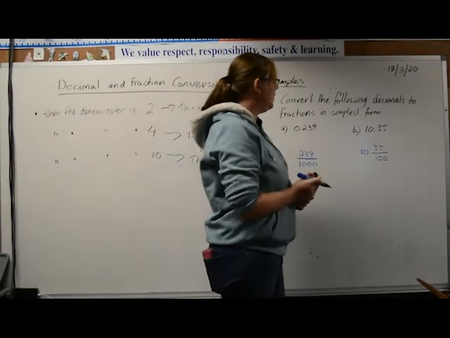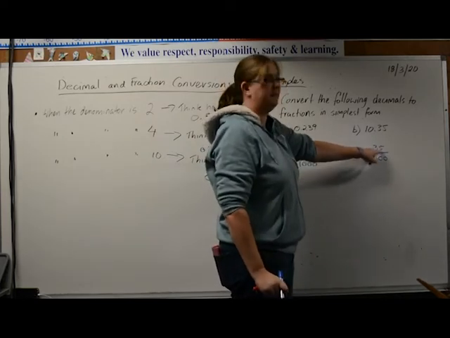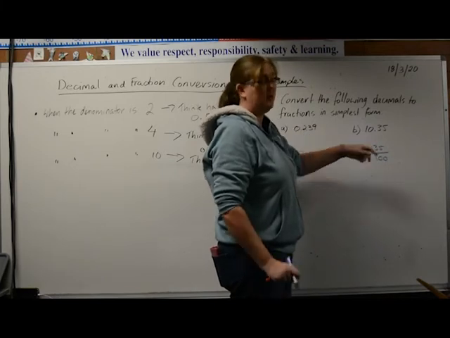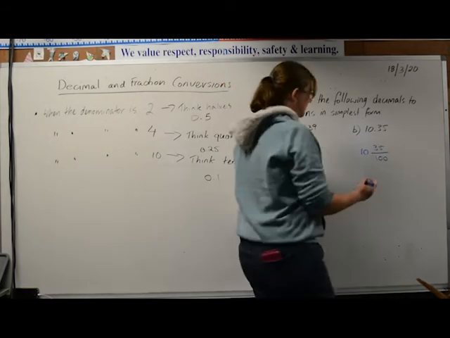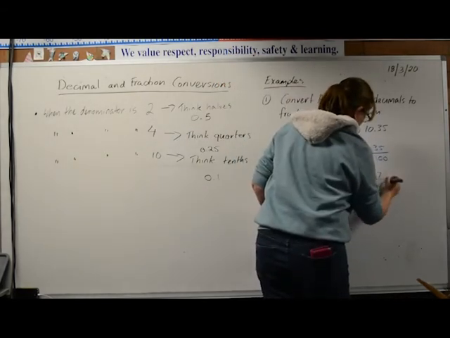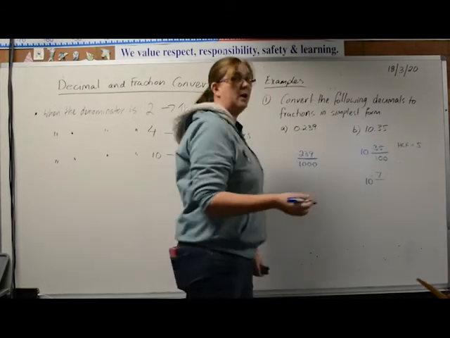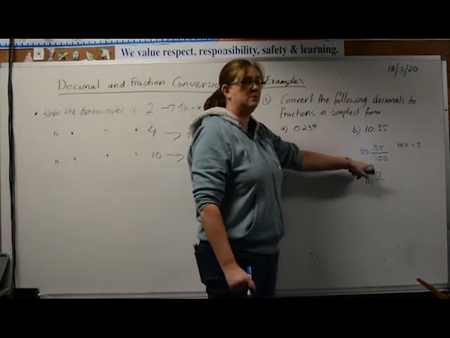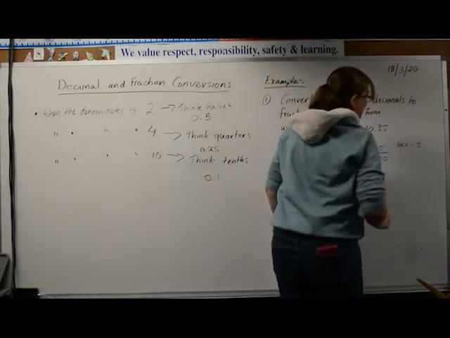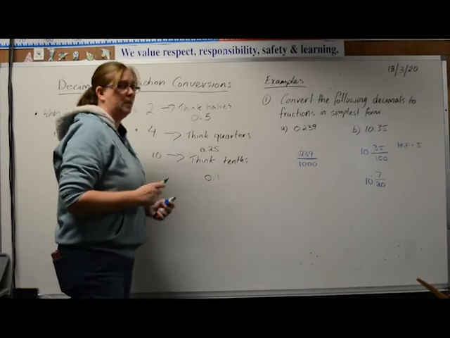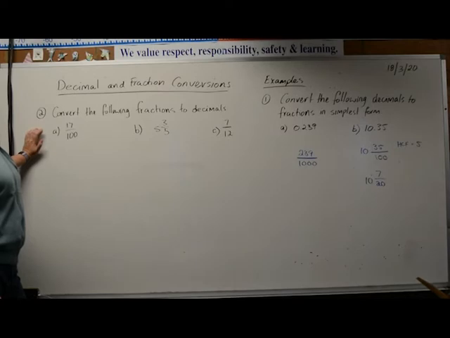What might be a common factor with 35 and 100? It's not going to be 10 because 35 ends in a 5. It's going to be 5. How many 5s go into 35? 7. Because we're going to have the highest common factor of 5, we divide everything by 5. What's 100 divided by 5? 20. And now we're at our simplest form: 10 and 7 over 20.